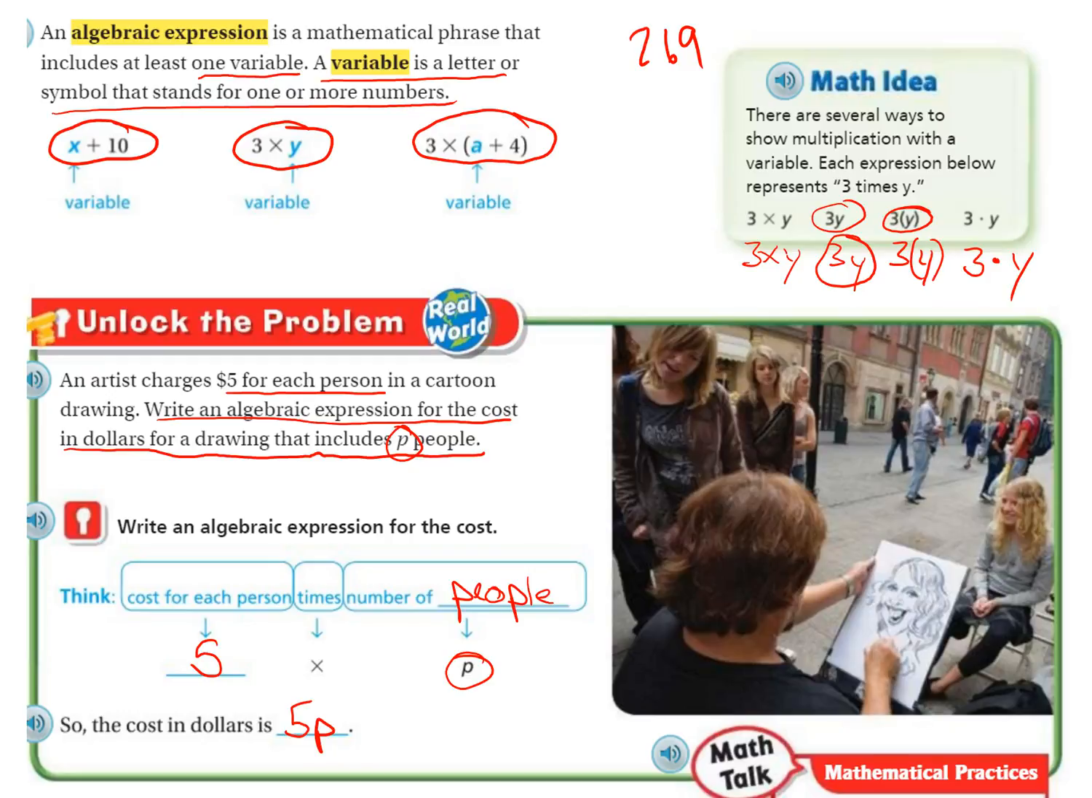So if you have 2 people, you could plug in 2 here. 5 times 2, the cost would be $10. If you have 10 people show up, you could plug in 10 here for P. 5 times 10 is $50. So that's the point of the expression, is now we know the expression to use, we can plug in however many people we get and figure out the value or how much it will cost.